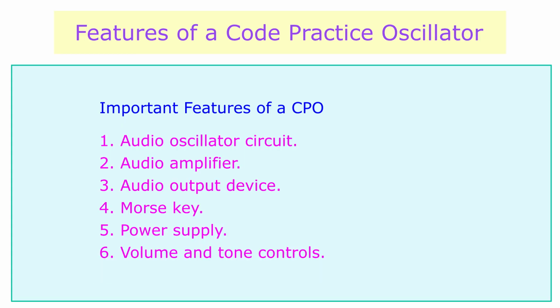The important features of a code practice oscillator are: 1. Audio oscillator circuit, 2. Audio amplifier, 3. Audio output device, 4. Morse code key, 5. Power supply, 6. Volume and tone controls.